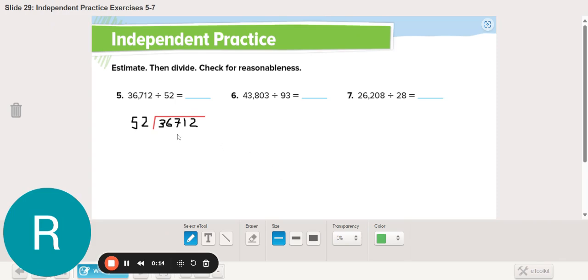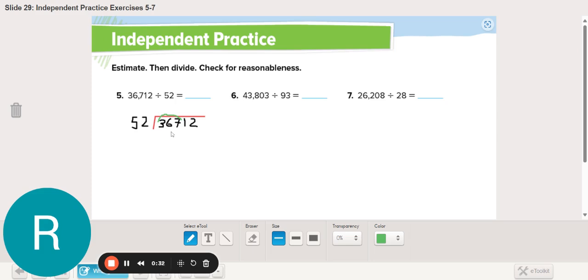In this video, I will give you another example on how to solve divisions with greater numbers. So look at example number 5. We have 36,712 divided by 52. Well, the first step is to think in how many digits in the dividend we are going to use. In this case, we are going to use 3 digits.